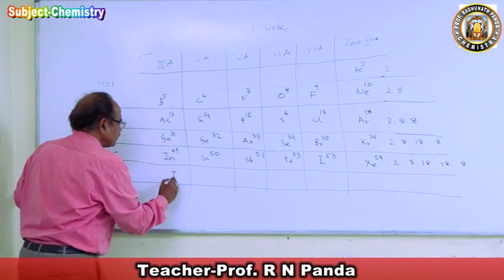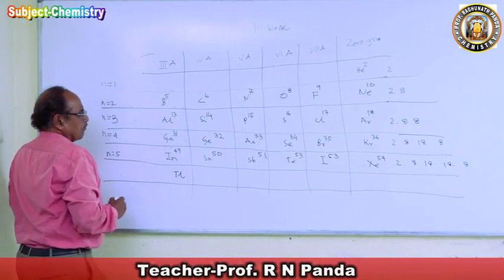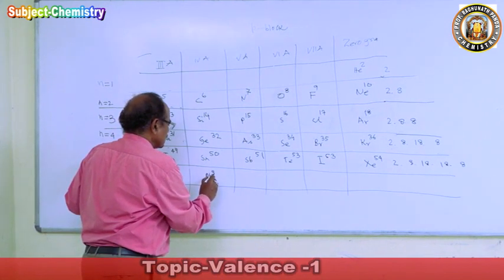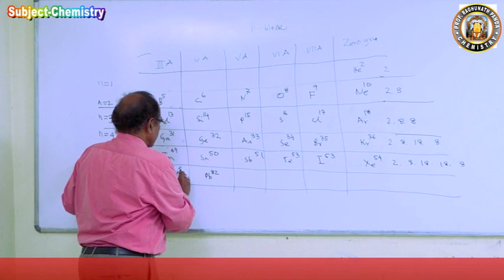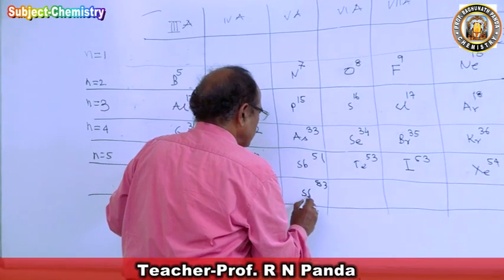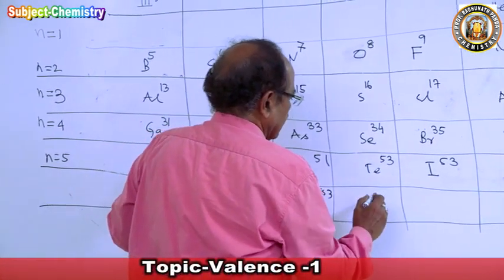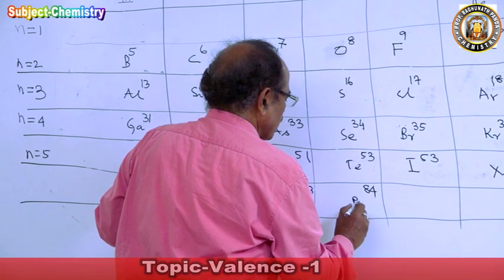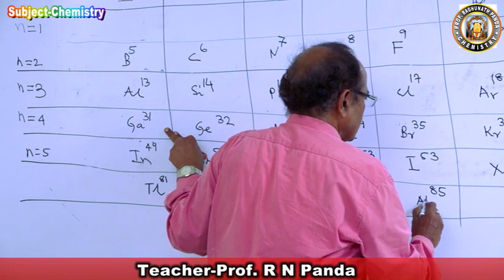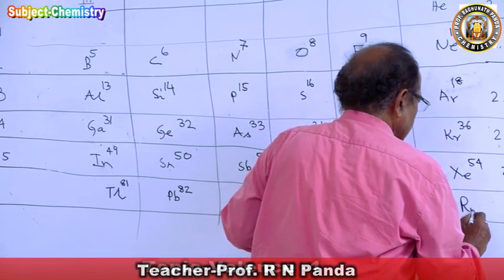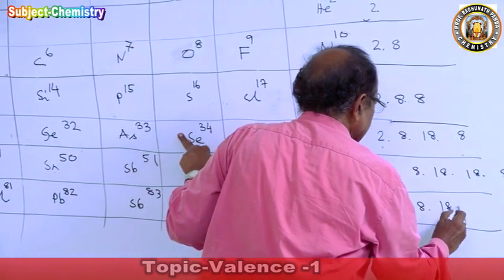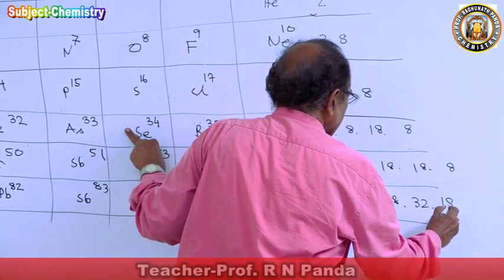With thallium, 81, then lead, 82, then bismuth, 83, and 84 is polonium, and 85 is astatine, and radon 86. It is 2, 8, 18, 32, 18, 8.